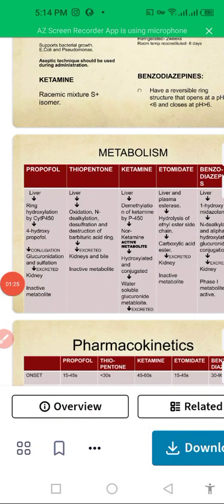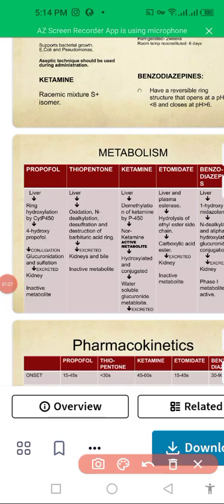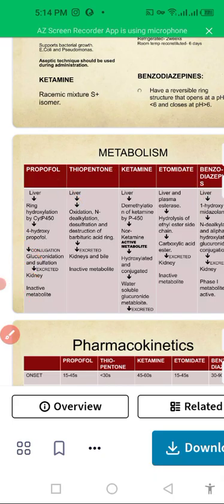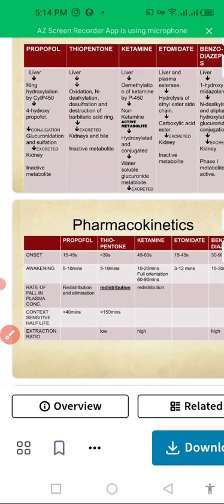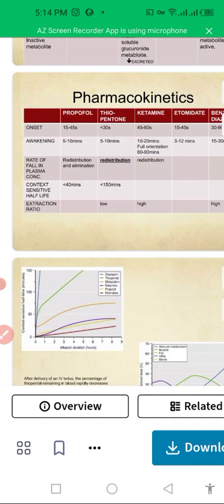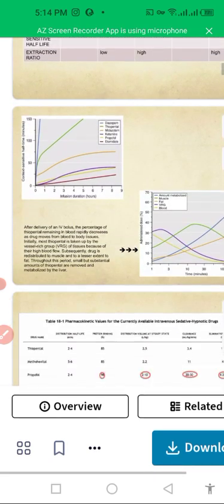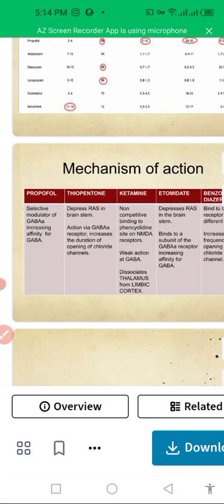Okay, metabolism of propofol. Propofol is metabolized in the liver, and then the metabolites are excreted by the kidney. The same is true for ketamine, benzodiazepines, and thiopentone. So these are metabolized by the liver, and any liver dysfunction can impair the metabolism of these IV anesthetic agents.